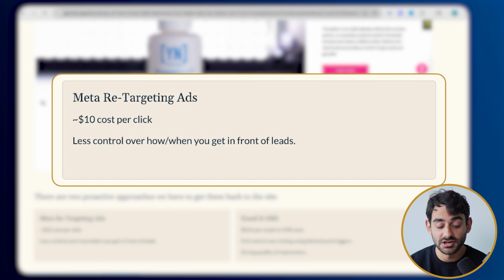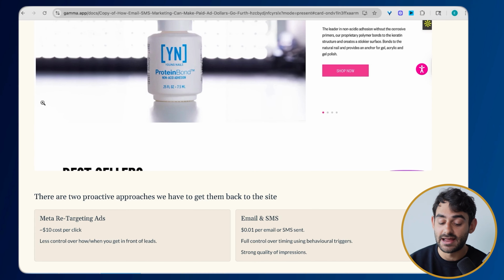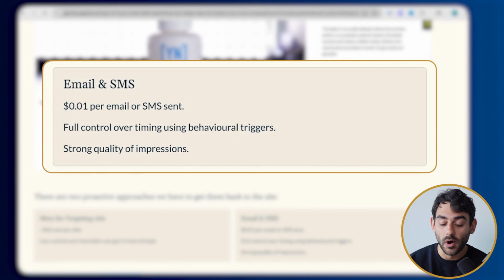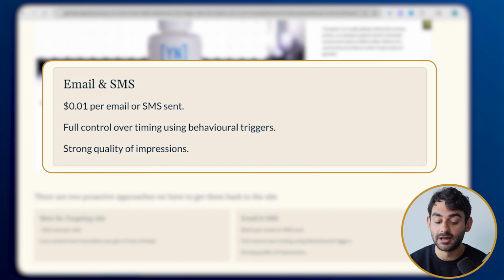Meta retargeting ads cost around $10 per click in 2025, and you have very little control over how and when you get in front of leads. Now, if we compare that to email and SMS marketing, it costs literally 1 penny to send an email or to send an SMS. You have full control over the timing at which that email and SMS is getting sent because you can use behavioral triggers, like when someone abandons their cart or abandons a checkout, looks at a product.